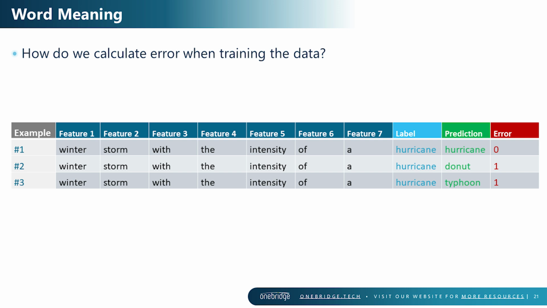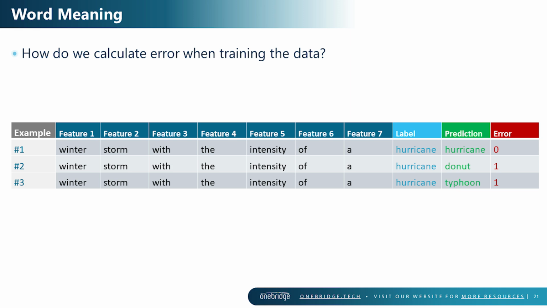So looking at our first example, we have 3 different predictions for the same set of features. The first one, we're trying to predict the word hurricane. The top one guesses hurricane. It's like, yay, you did it. We're not going to count any error against you. The second one guesses something nonsensical like donut. That's wrong, bad. Now the third one is where things get interesting.